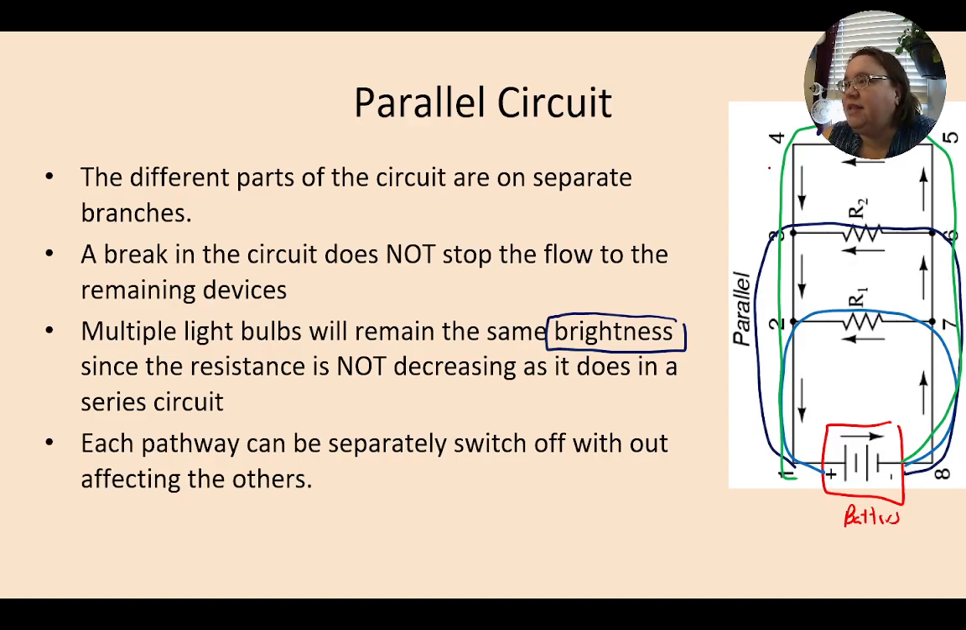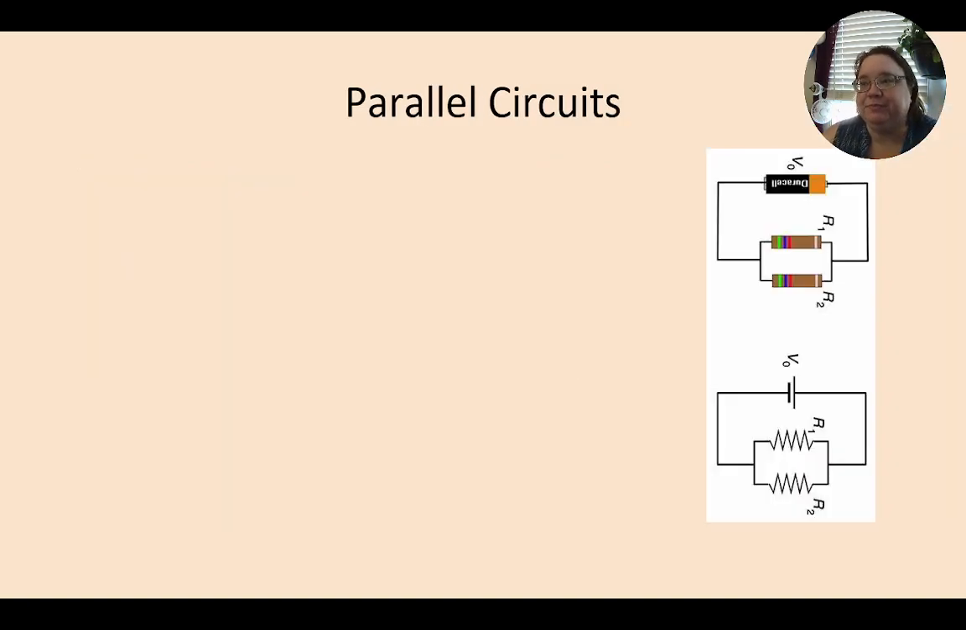So think of this as like your bedroom, the kitchen, and the bathroom. I don't know. Each one of those have their own little switch where they can turn the power on and off to their respective lights in the room. And remember, lights are just one type of a resistor.